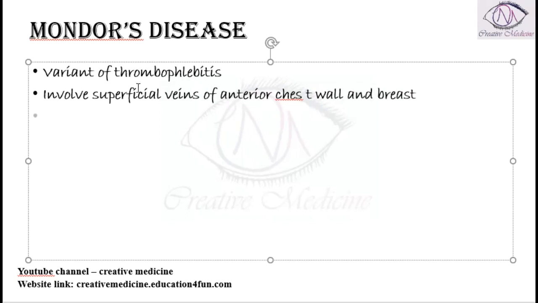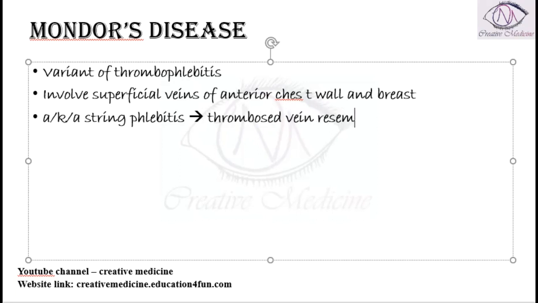So this Mondor's disease is also called string phlebitis. Why is it also called string phlebitis? Because the string is obviously cord like. Phlebitis is venous inflammation. So as a result, here the thrombosed vein will resemble the string of a thread. So it is tender and it is cord like. Because the thrombosed vein is tender and cord like, we call this string phlebitis.